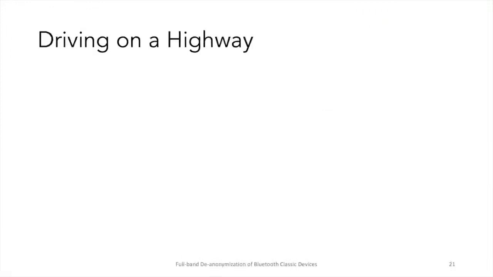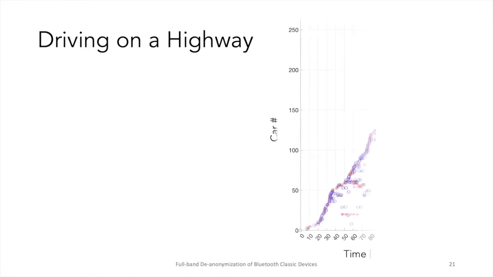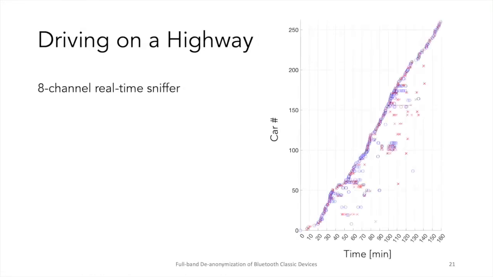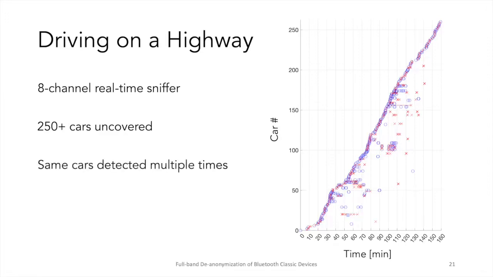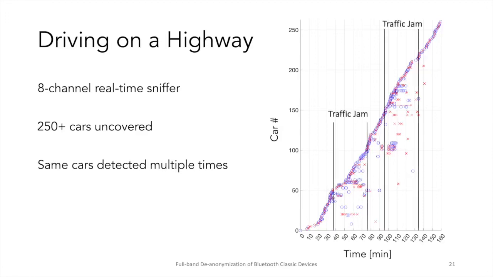As a last experiment, we placed our 8-channel sniffer in our car and tried to uncover Bluetooth connections as we drove on the highway. We were able to identify more than 250 different users in approximately 2 hours and 40 minutes. In the graph, blue dots and red crosses are used to discriminate adjacent users. We can see that we encounter the same drivers multiple times along the journey, as cars may be overtaking and then slowing down. We can also see that there were 2 episodes of slow traffic where we keep detecting the same users for a very long time.